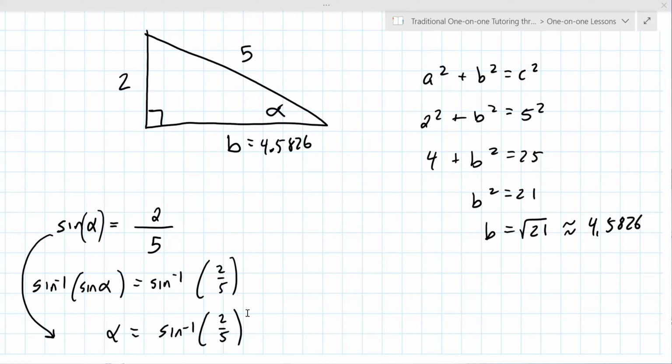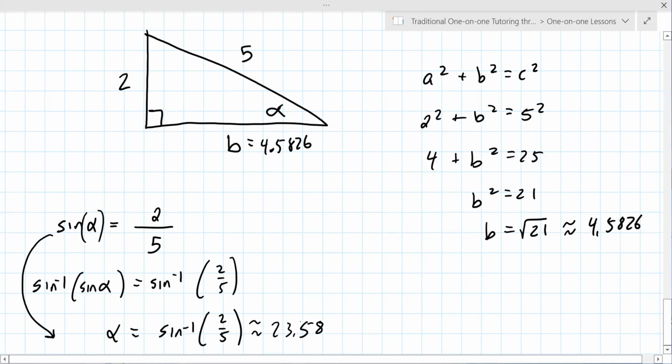23.57... 23.58 on that rounding. Okay. Now let's use cosine. Cosine of alpha is adjacent over hypotenuse, 4.5826 over 5.